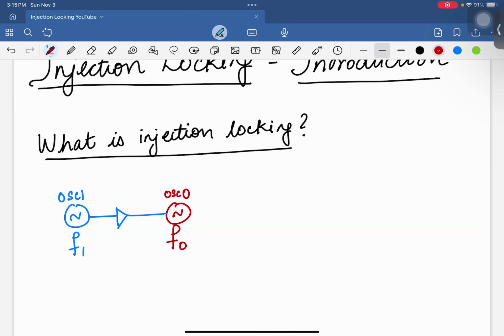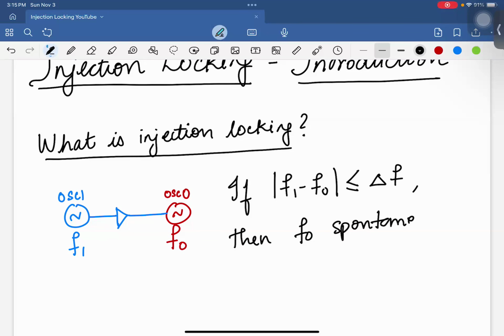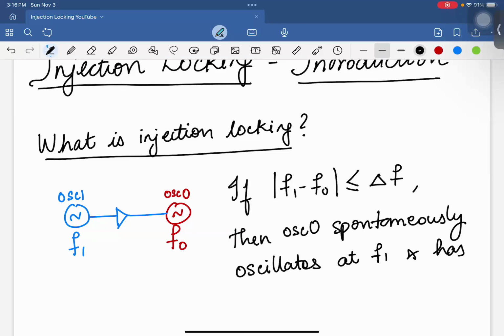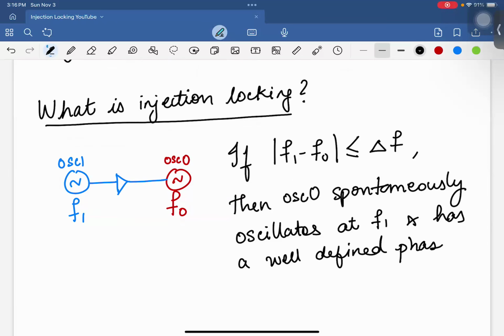So if you have such a situation, then if the frequency difference between the two, F1 minus F naught, is bounded, so it's within some range, then F naught spontaneously, I should say, instead of F naught, oscillator 0 spontaneously oscillates at F1 and has a well-defined phase relationship with oscillator 1.